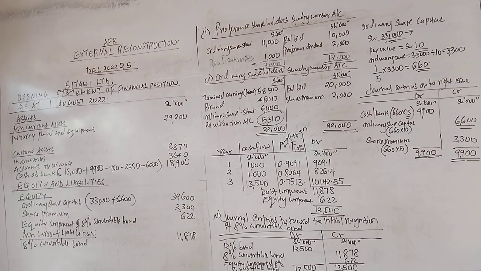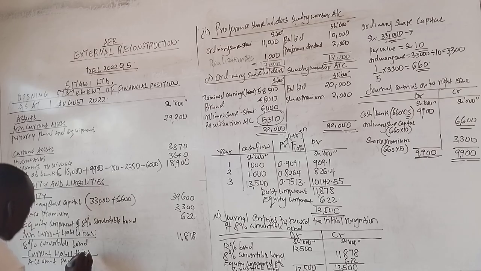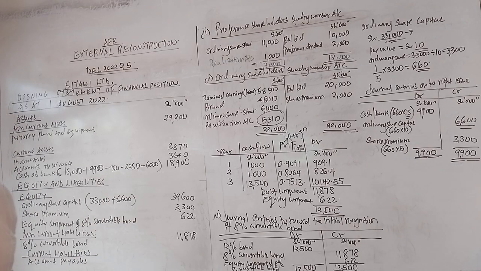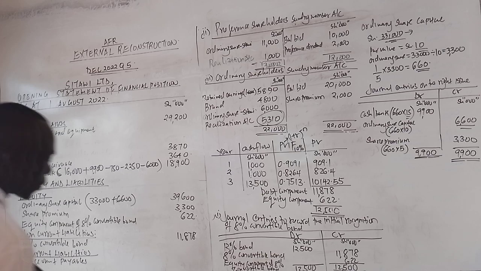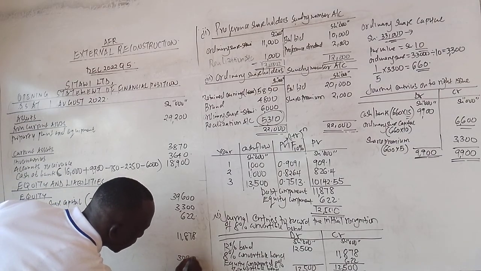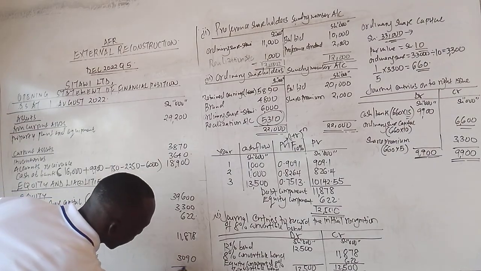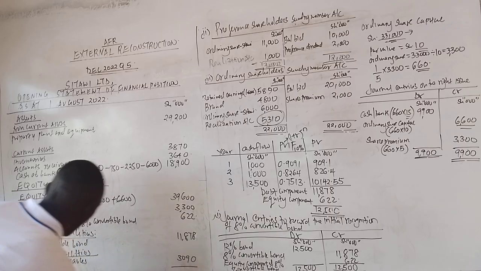11,878. And finally, we had the current liabilities. So for the case of the current liabilities, we had account payables. Account payables were worth how much? The account payables was 3090. Then from there, we will get the total.